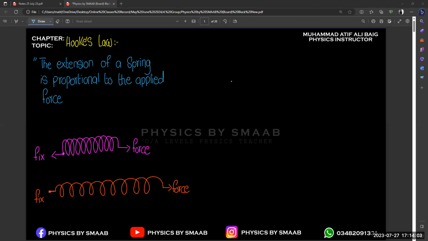So we try to understand with the help of an experiment how this statement or this law actually fits with our example. So the extension of a spring is proportional to the applied force within the elastic limit of a body. So within the elastic limit of a body, right? So now let's try to understand how we can find out the elastic limit.